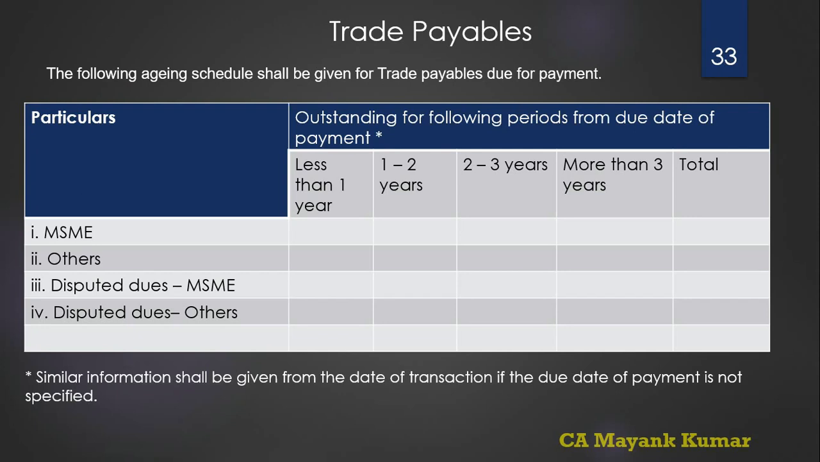Now, as we discussed in trade payables also, an aging schedule is now required, which will be given in the table as shown. And first the trade payables have to be classified as MSME, others, disputed MSME, disputed others, and thus the aging schedule will be required to be disclosed from the due date, and if the due date is not given, then from the date of transaction.